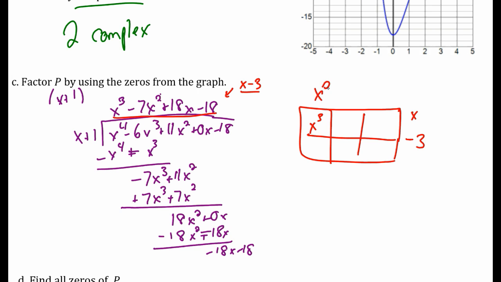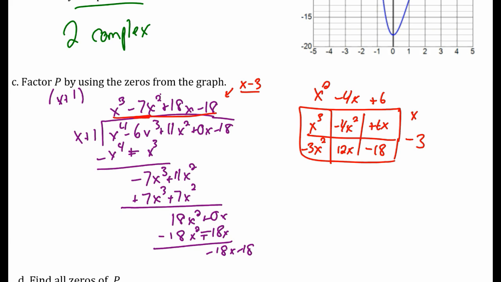Well, x squared times x is x cubed. x squared times negative 3 is negative 3x squared. But I want negative 7x squared, so I'm going to need another negative 4 of them. Negative 4x times negative 3 is 12x, but I want 18 of them, so plus 6x. That is where the plus 6 is, negative 18. So it does factor. x minus 3 is a factor.